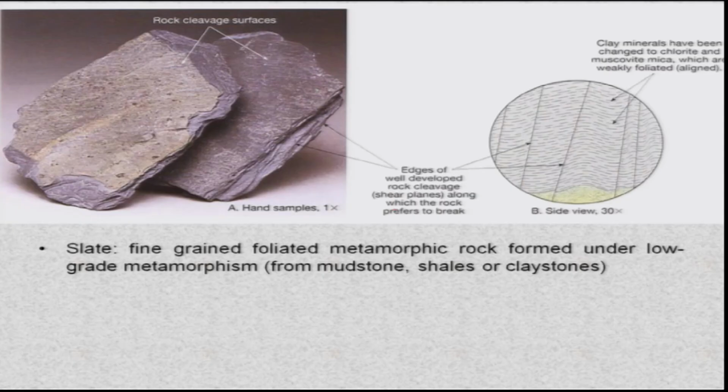So slate is again a fine-grained foliated metamorphic rock formed under low grade metamorphism. They are not high grade metamorphism, we'll see. And they are formed from mudstone, shales or claystone. So these are sedimentary rocks, mudstone, shales and claystones, and we term these argillaceous rocks. So these are the planes of weakness.